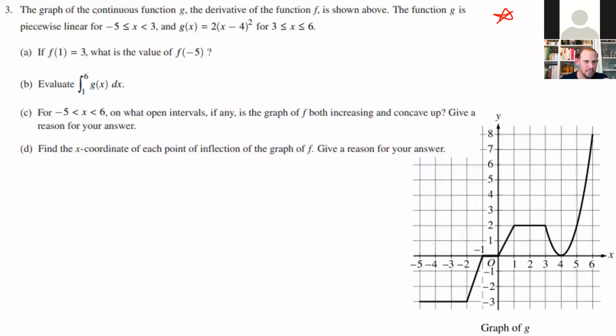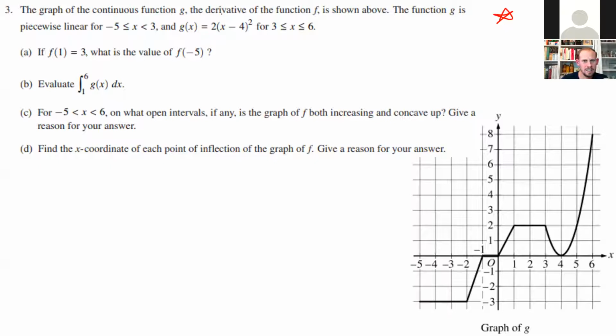And so number 3, the graph of the continuous function g, the derivative of the function f, is shown above, or below. It's down over here. The function g is piecewise linear from -5 to 3, and g of x is equal to that from 3 to 6. So we have two different parts of it. One of them is the graph and its lines, and the other part is this little parabola here. If f of 1 equals 3, what is the value of f of -5?